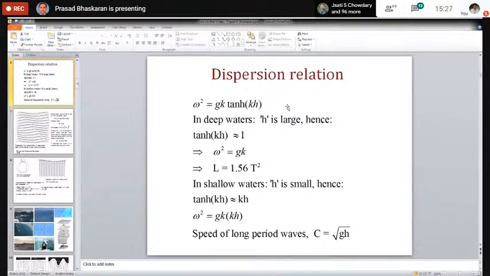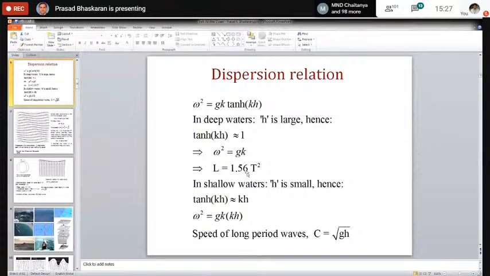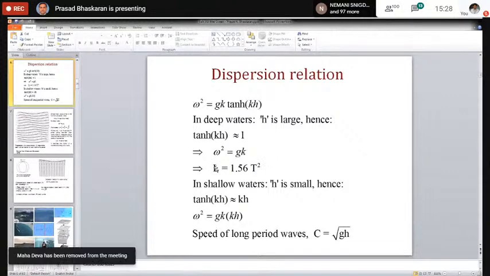Suppose the water depth h is very large. That means deep water. In that case, the exponential function reduces to 1, the tanh function becomes equal to 1, and your equation simplifies to omega squared is equal to gk. Omega by definition is 2 pi by T, and k is 2 pi by lambda. If you connect both of these, you get a relation L is equal to 1.56 T squared, where L is the wavelength lambda and T is the time period. So if you know the time period of the wave, you can find the wavelength.